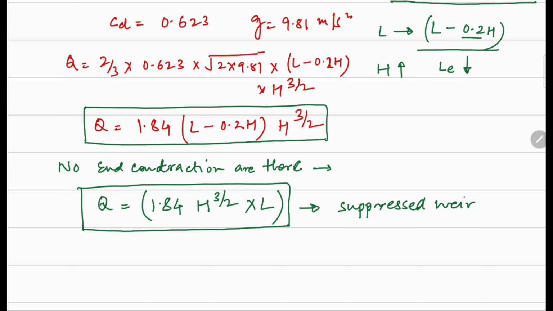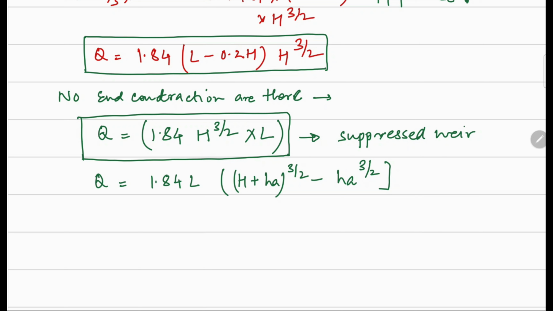Now, if we take the velocity of approach into consideration, the same equation can be written as Q equals 1.84 into L, in brackets H plus HA raised to the power 3 by 2 minus HA raised to the power 3 by 2.